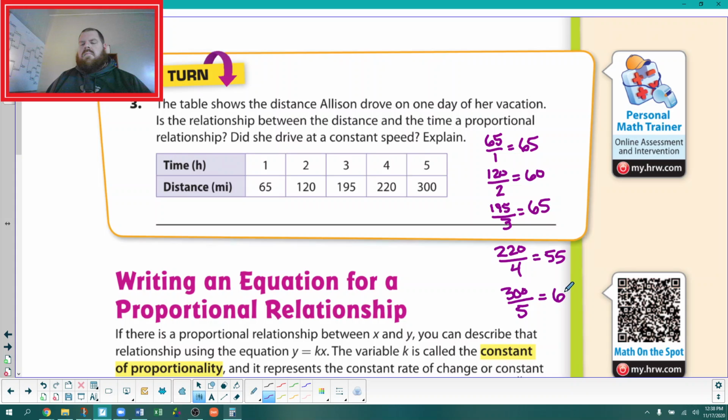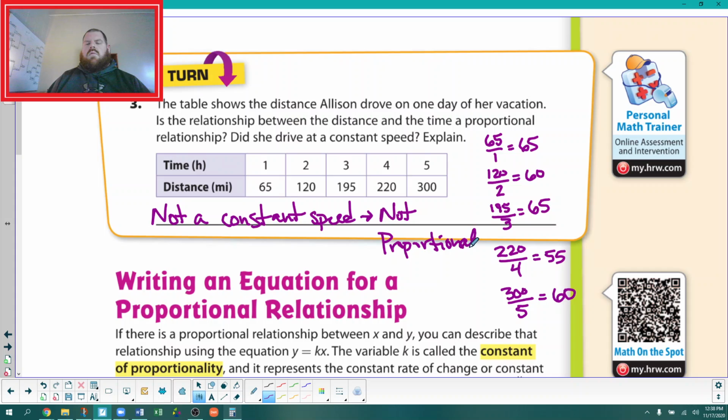So it turns out that they're not all different, but they're not all the same. That's the more important part, is since they're not all the same, she did not drive at a constant speed. So it's not a constant speed. Her speed fluctuates over the hours. And that means that it's not proportional.